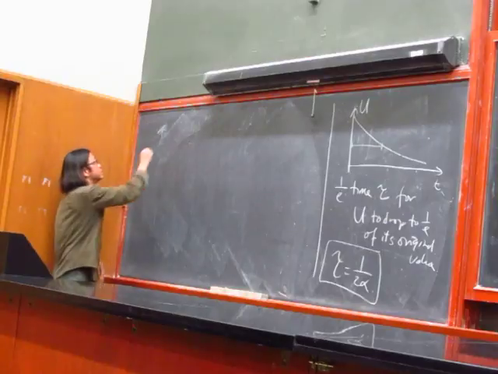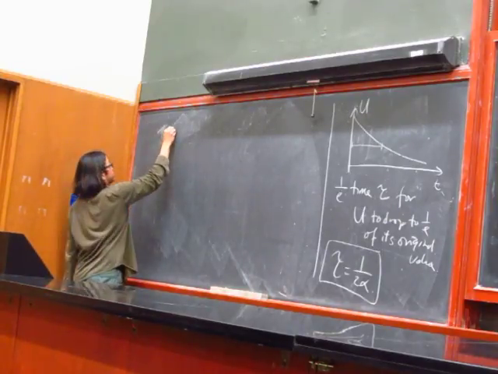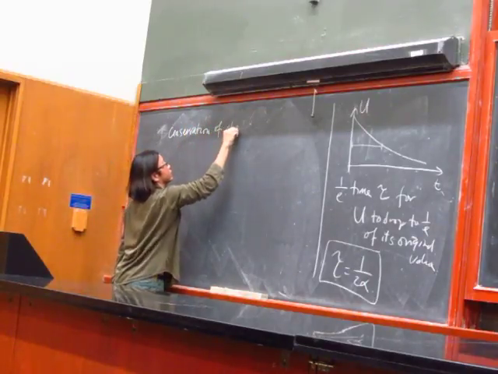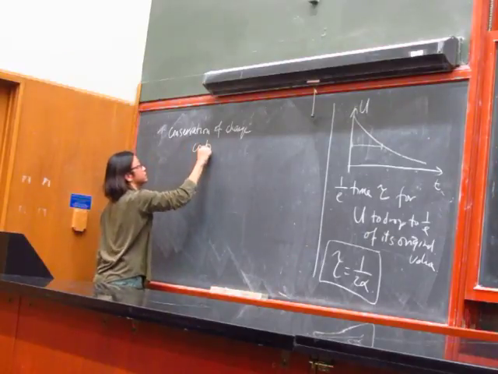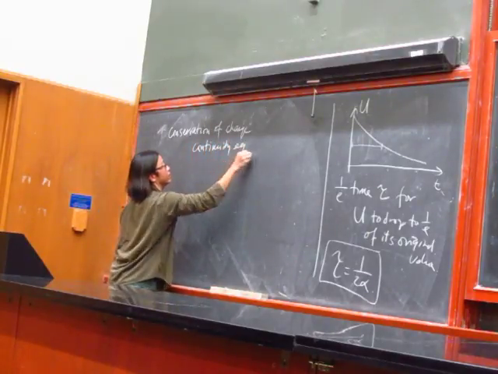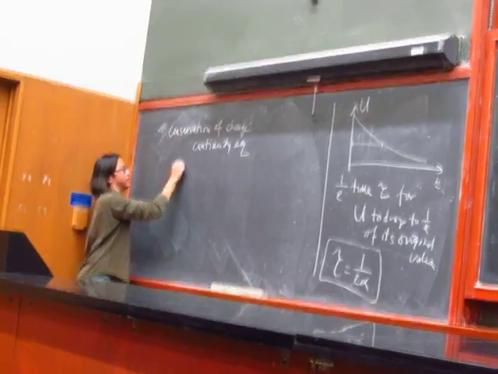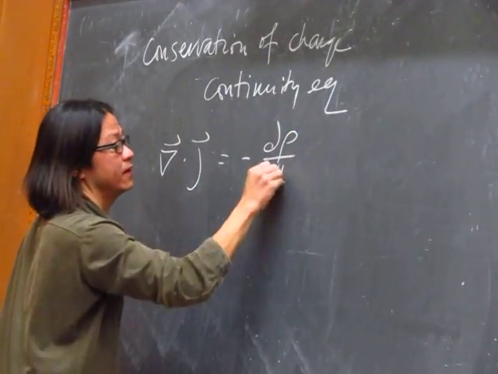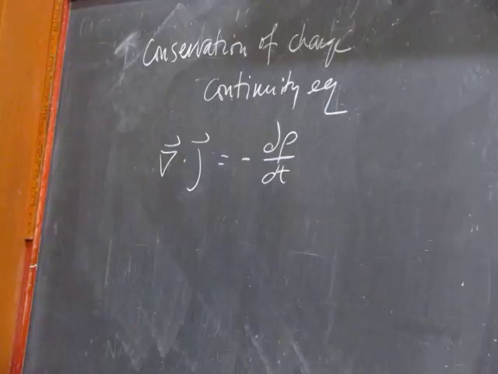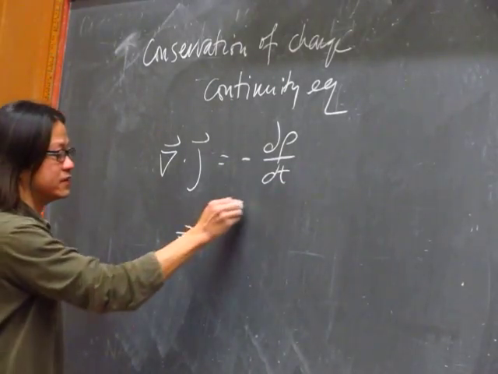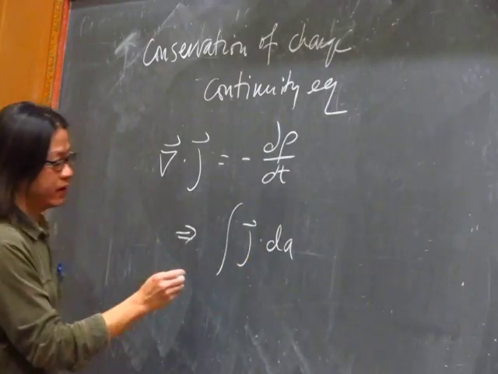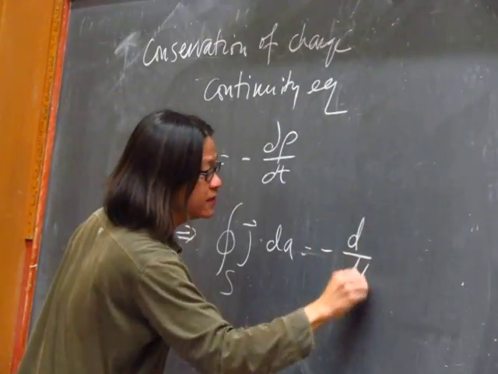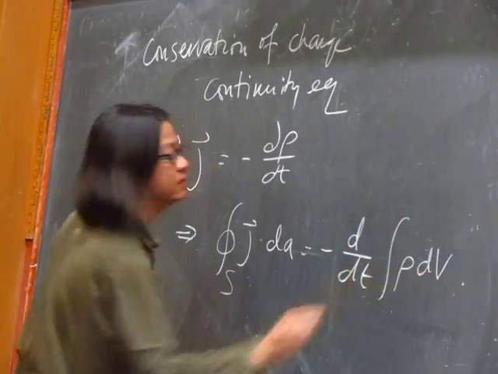Of course, you have invariance of charge and conservation of charge. This is the continuity equation. What does it tell you? The divergence of J has to be equal to minus the rate of change of rho. Or the integral form of this: the integral of J dot dA over a closed surface has to be equal to minus the total integral of rho dV.